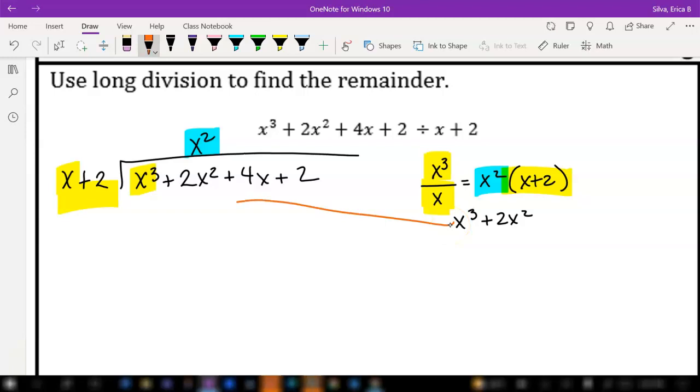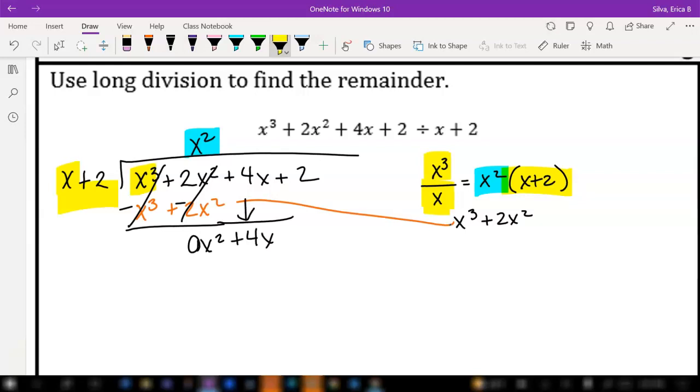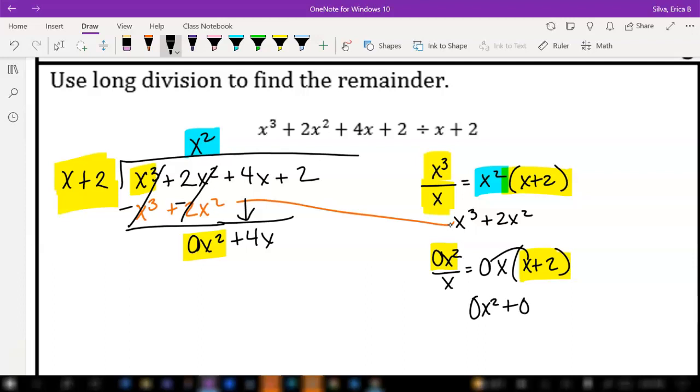So we're going to bring this one over, x cubed plus 2x squared. Change the sign. These cancel. This cancels also. Bring down the next term, which is x over x. And we do the process all over again. 0x squared divided by x is 0x. Multiply that by x plus 2. Multiplying it by this. And this is going to give us 0x squared plus 0.